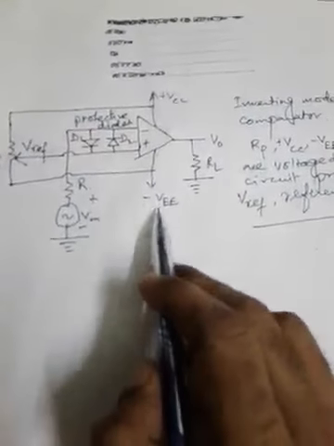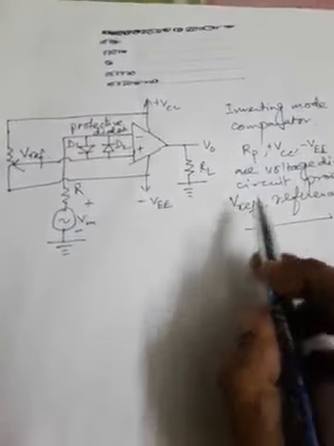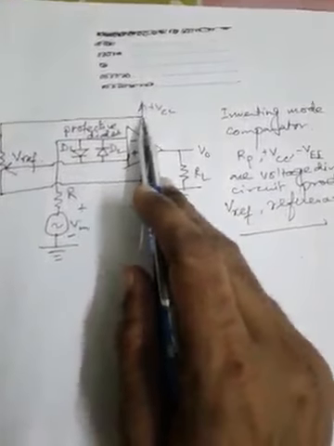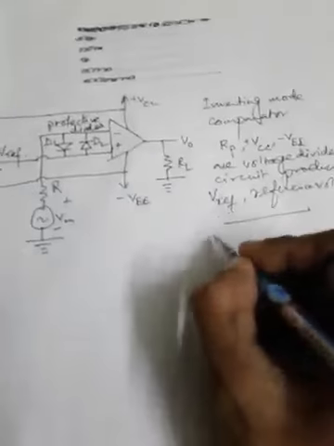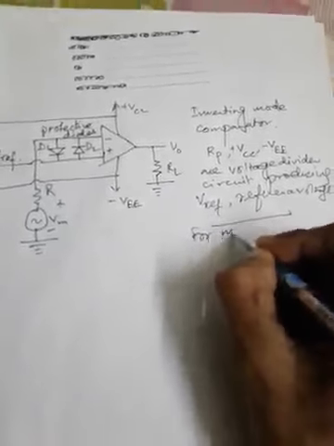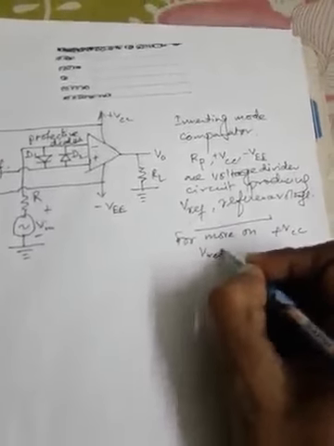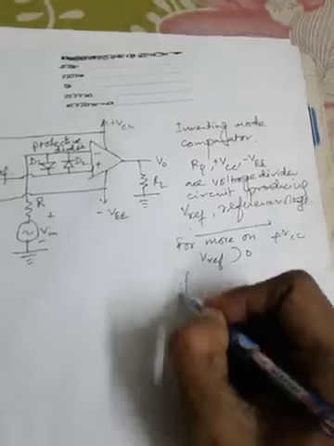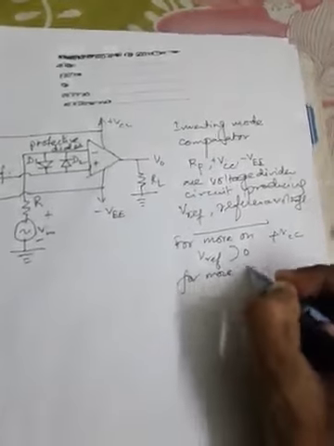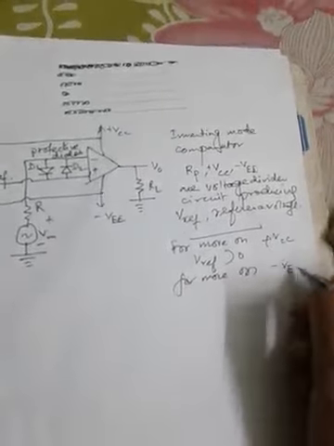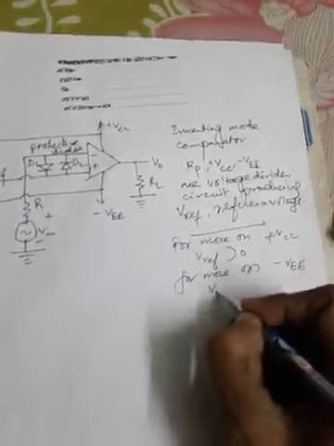And when it is derived more from minus VE, the Vref is negative. When it is derived more from plus VCC, V reference is positive. So for more on plus VCC, Vref is greater than 0. For more on minus VE, from where the V reference is derived, it is less than 0 or negative.